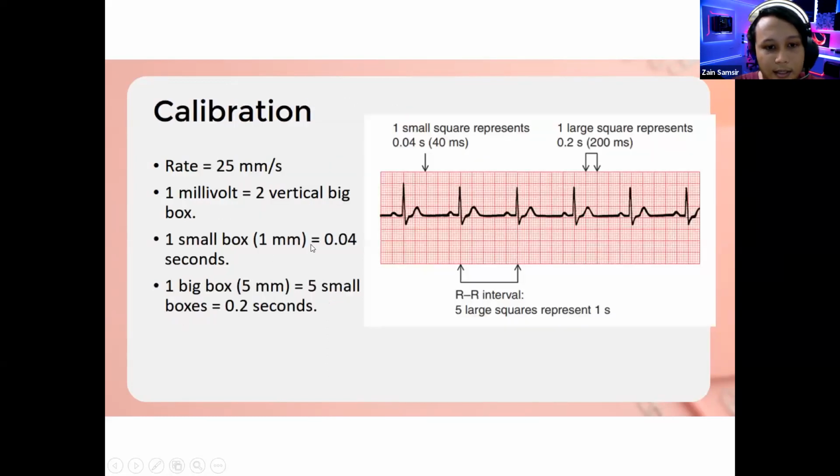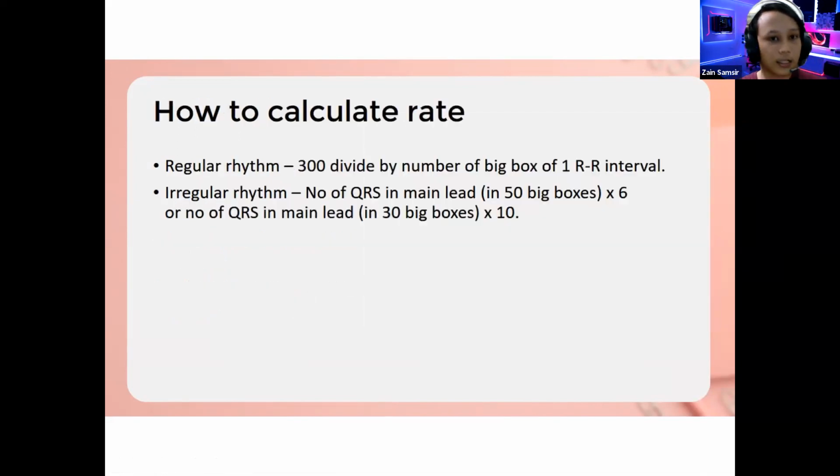So 0.04 times 5 is 0.2 seconds. So that is all. And then, how to calculate the rate of the heart. It will be divided into 2 rhythms, because if the rhythm is irregular, we cannot do the calculation for a regular rhythm. So for a regular rhythm, the formula is 300 divided by the number of big boxes in 1 RR interval.